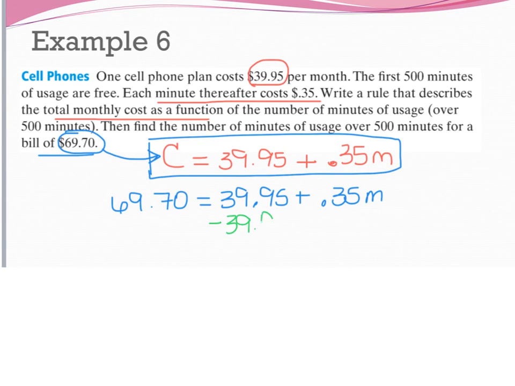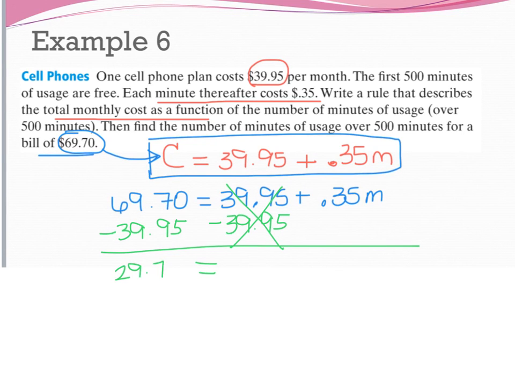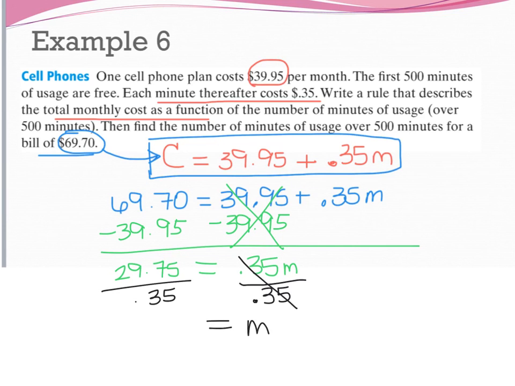So I will subtract $39.95 from both sides. And when I do that, I see it's going to cancel right here. And I'm going to be left with $29.75, and that's going to be equal to 0.35m. So again, my 0.35 is being multiplied by m. I want to get m by itself, so I will divide both sides by 0.35. And when I divide that, my 0.35s are going to cancel out here. And I see that when I take 29.75 and I divide it by 0.35, I end up with 85 minutes.